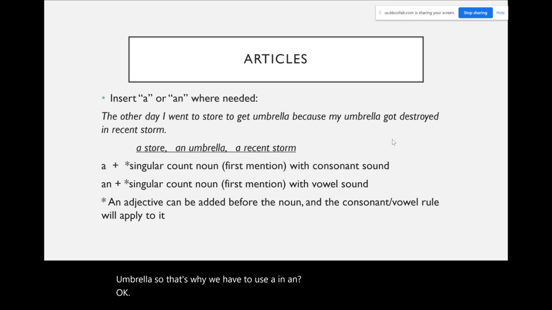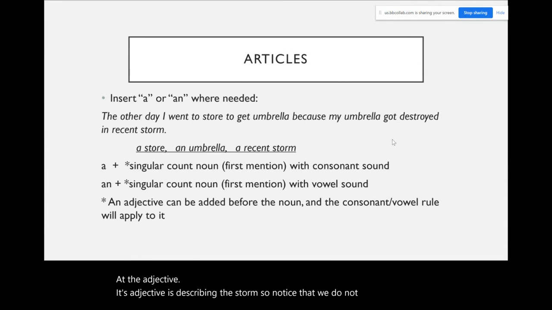And then the third example, a recent storm. Recent is not a noun. Anybody know what recent is? It's an adjective. It's describing the storm. So notice that we do not say recent a storm.